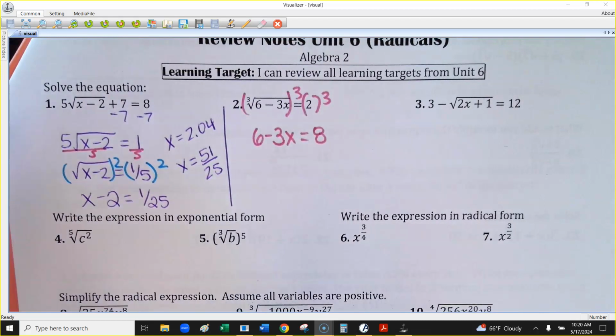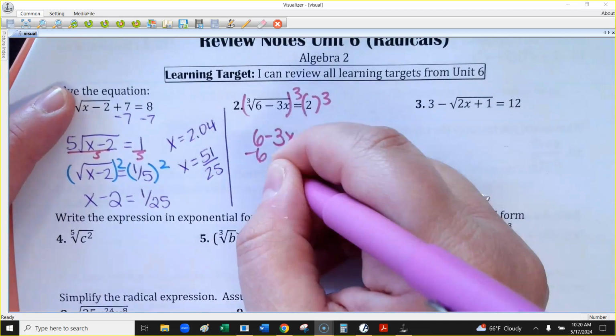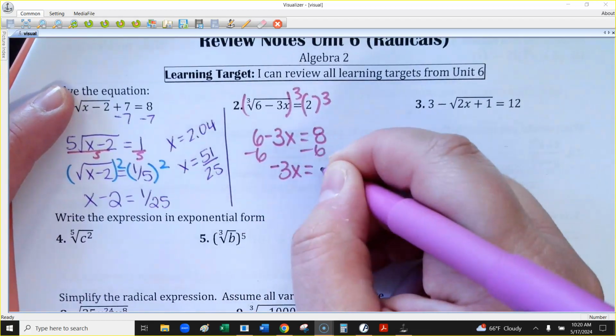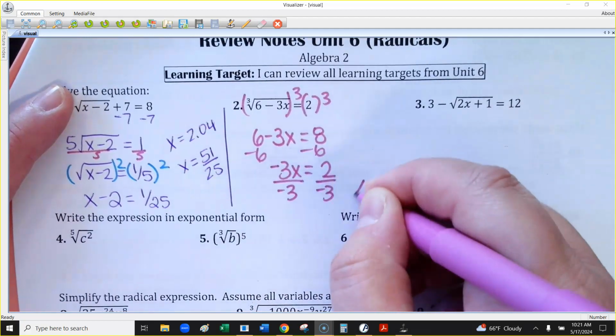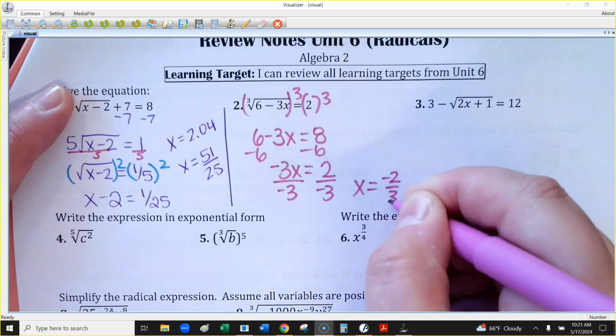We're just going to subtract 6. So I get negative 3x equals 2. And then just divide by negative 3. So x is negative 2/3.